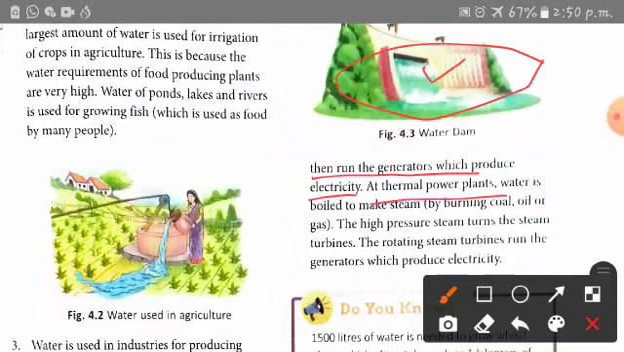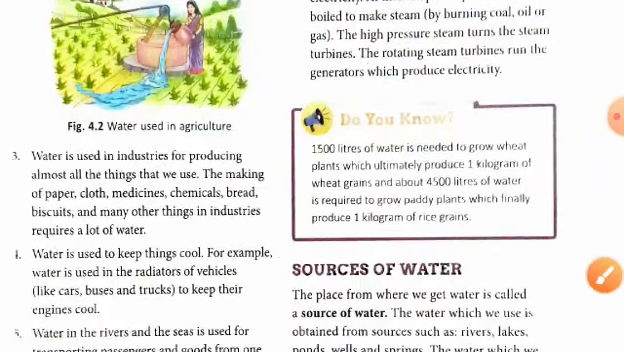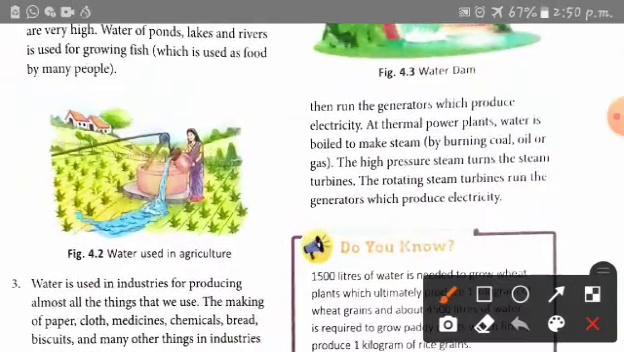At thermal power plants, water is boiled to make steam by burning coal, oil or gas. The high pressure steam turns the steam turbines. The rotating steam turbines run the generator which produces electricity. So water is very important in producing electricity. So children, water is very important for all living beings.